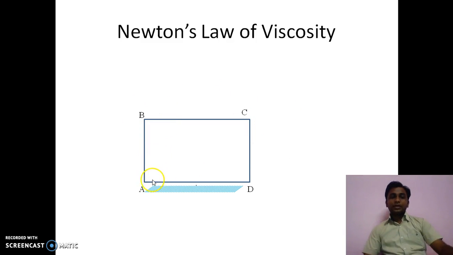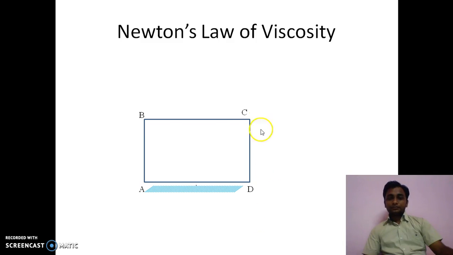To derive that, let us consider a fluid element ABCD here. Now the bottom portion of this fluid element, that is AD, is in contact with a solid boundary. As it is in contact with a solid boundary, we will have a layer with velocity equal to that of the solid boundary. Let us consider the solid boundary to be stationary. Definitely AD will have velocity equal to 0. This is nothing but the no slip condition that we are considering here.